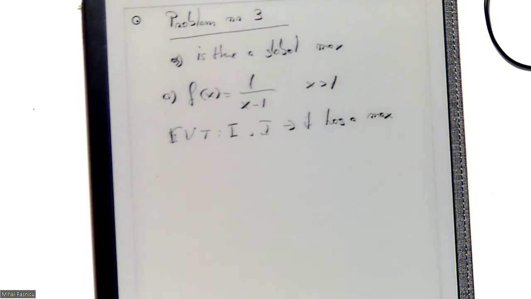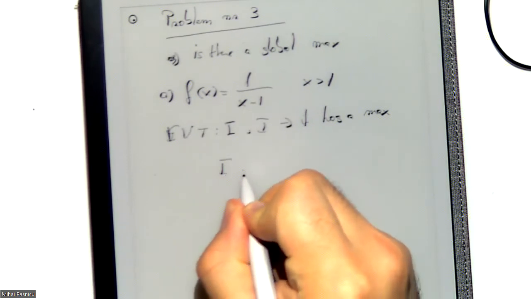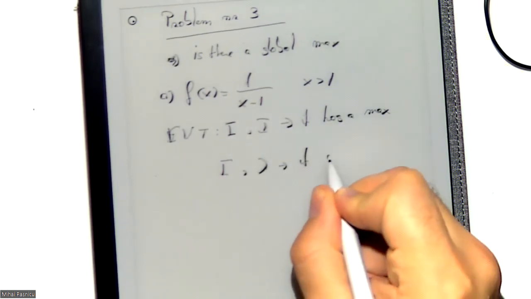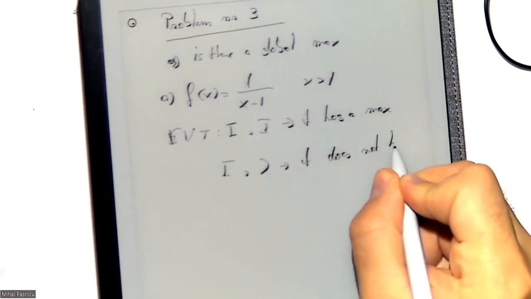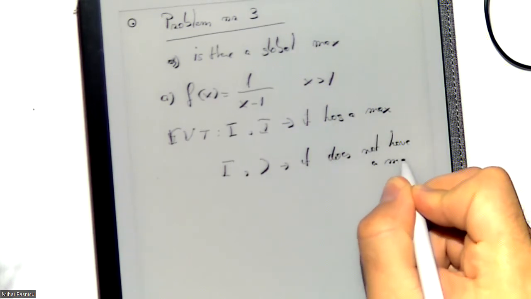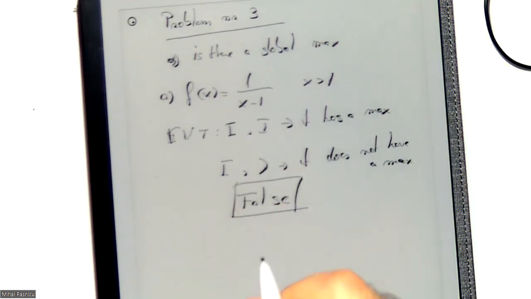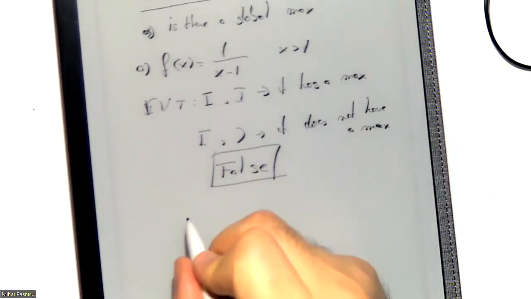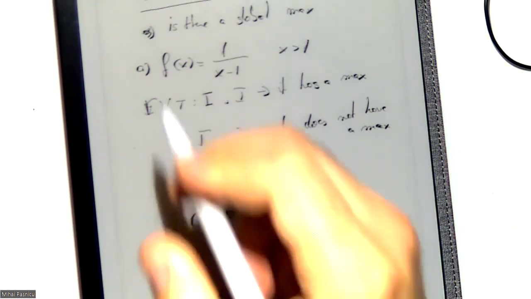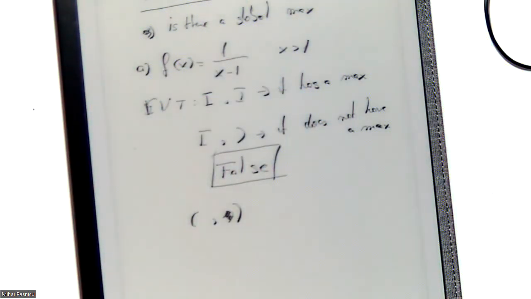Now, a common misconception that I've seen across a lot of people is that if it looks like this, then it does not have a maximum. And this is false. Just because it looks like that, which means that it's open, it can be like this. Because it's open, it just means you can't apply the extreme value theorem. But it does not mean that it doesn't have a maximum.